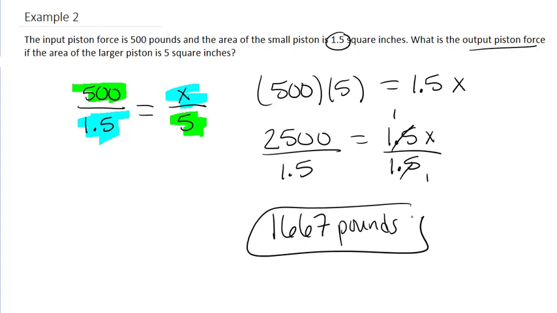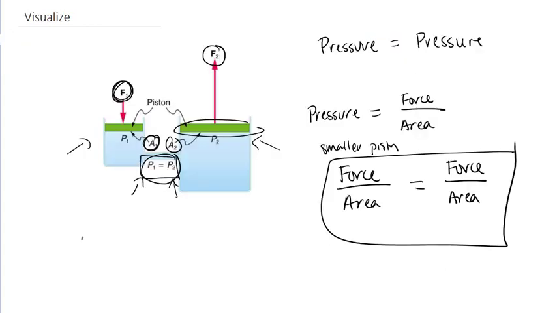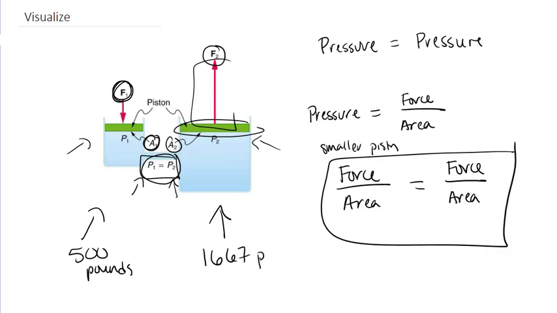So let's go back to visualize this for real quick. We had 500 pounds of force put in, and then our result, which is a greater force, as you can see by the arrow, was 1,667 pounds. So as you can see how this relationship works, when you get an answer you can see if it makes logical sense. As we understand, with the smaller piston we put in an input force, and then we get a larger output force because the area is so much larger, and the pressures have to be equal to one another.